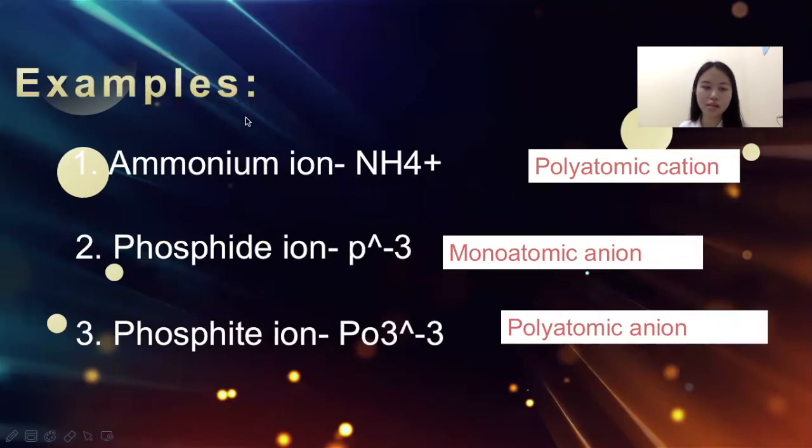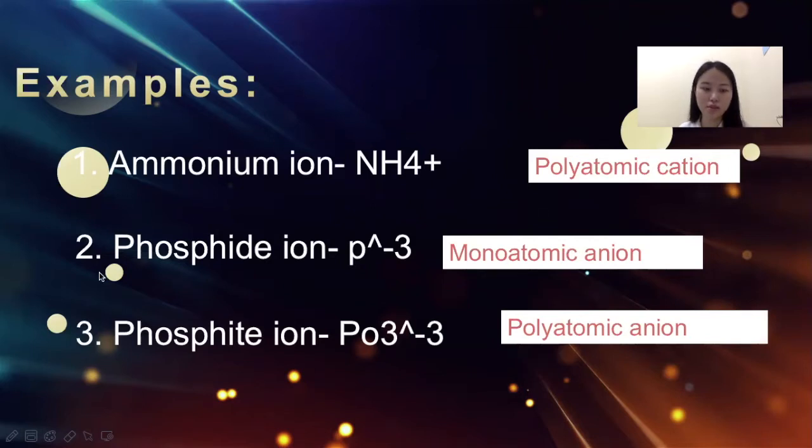So here are some examples. Number 1, ammonium ion. The chemical formula of ammonium ion is NH4+, and as you can see here, it's a positively charged ion, so it is a cation, and it has more than one atom, so it is considered a polyatomic cation.